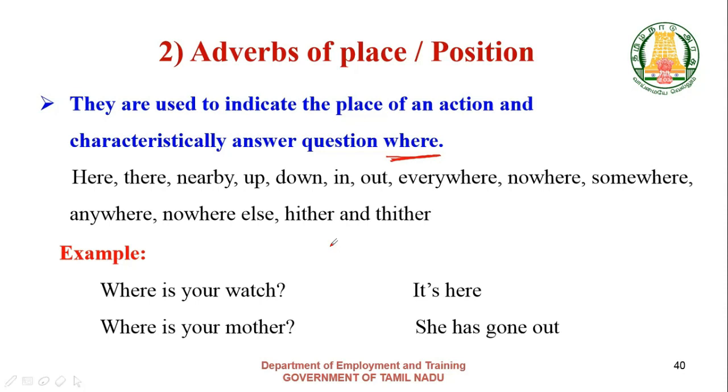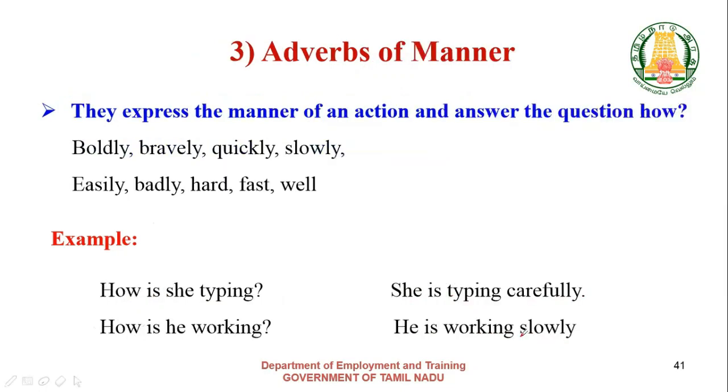Examples are: where is your watch? It is here. That shows the place. Where is your mother? She has gone out. That shows a place, a position. This is called adverbs of place.